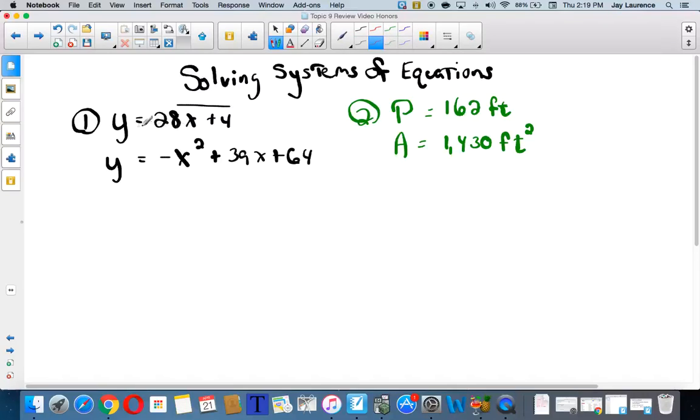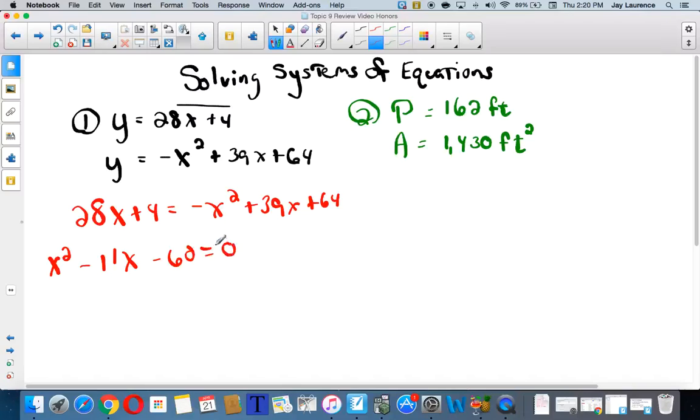On this first one here, it says y equals 28x plus 4 and y equals negative x squared plus 39x plus 64. Well, I'm going to use substitution. Now I'm going to substitute 28x plus 4 in for y and make it equal to negative x squared plus 39x plus 64. Now to solve a quadratic, I usually want it to equal 0. So I'm going to take x squared over to the left, and then I have to subtract 39 from both sides, and that's going to give me a negative 11x, and subtract 64 from both sides, and I'll get a minus 60, and that will equal 0.